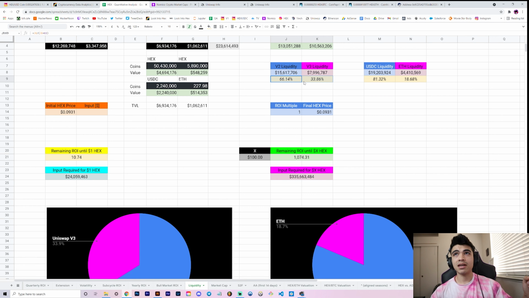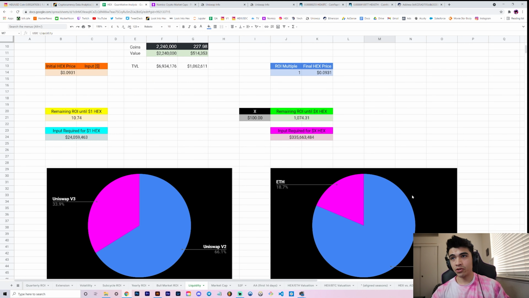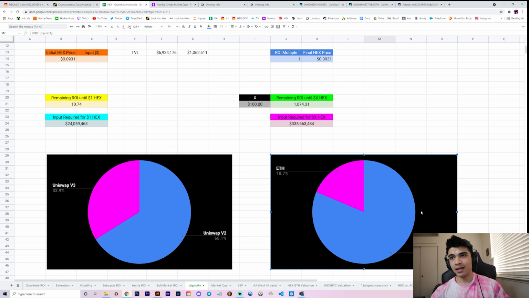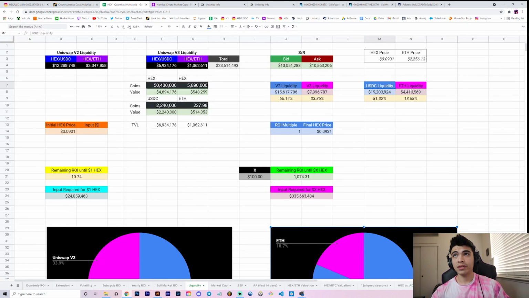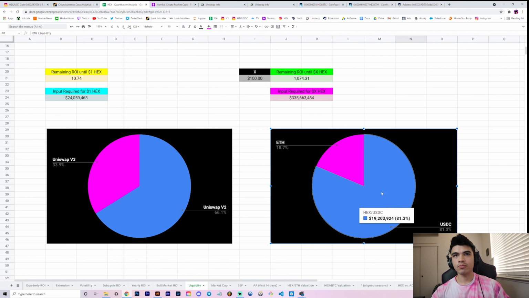Here you have your percentages. And then of that, of all liquidity across both V2 and V3, you have your USDC and your ETH liquidity. So most of HEX's pair with which it's associated when providing liquidity is actually USDC. And you see that here it's sitting at 81.3%, with the ETH liquidity sitting at approximately 18.7%. So majority is USDC, majority is on V2.